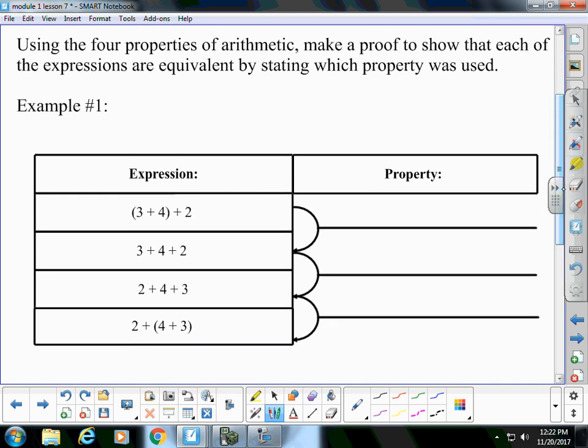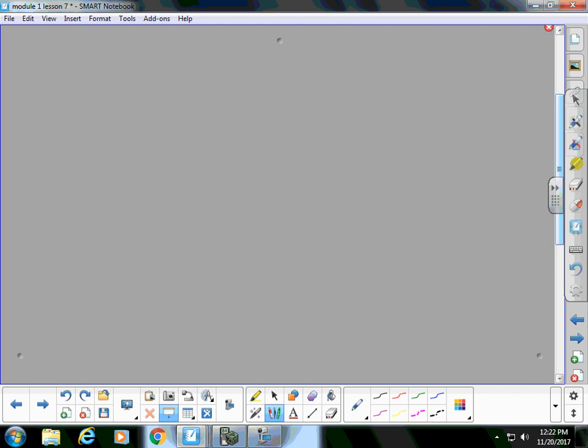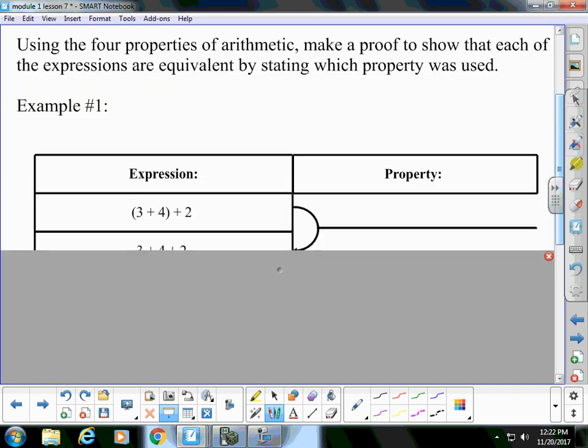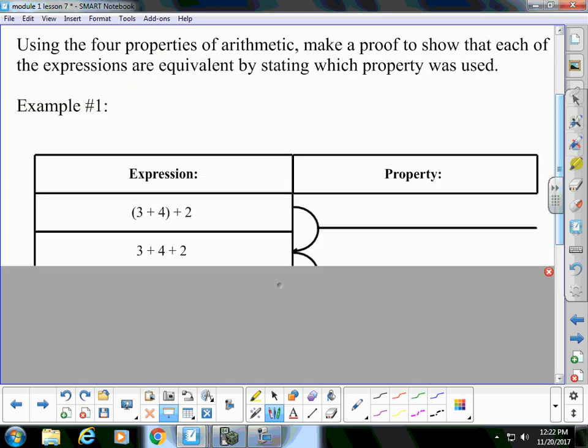Alright, so this is what we're going to be looking at. Using our 4 properties of arithmetic, we're going to make what we call a proof, showing which expressions are equivalent and stating what property is being used. Okay, so if you look at this first one right here, to go between the steps, we're going to tell which property we're using. And this is where those extra words come in handy. Are we using order or are we regrouping something?